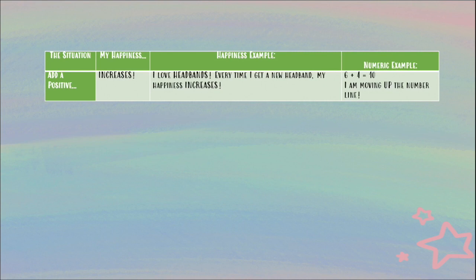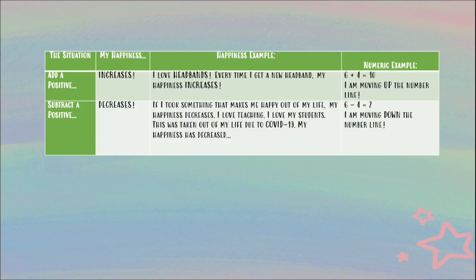And again, it's the same thing with integers. If I do 6 plus 4, I'm going to move up on the number line. We get a bigger value, an answer of 10. Now, when I subtract a positive number, my happiness decreases, and that's the same with my numeric value. So something that makes me really happy are you all, my students, right? And teaching. Well, that was recently taken out of my life. So yeah, my happiness has decreased. It's gone down. And that's the same thing that happens when we subtract a positive number. If you remove something positive, the value is going to decrease. So 6 minus 4, our answer is a smaller number, 2. We're moving down that number line.